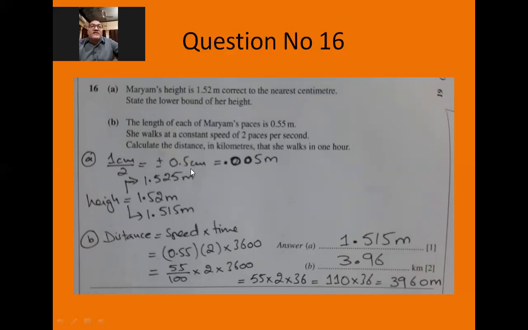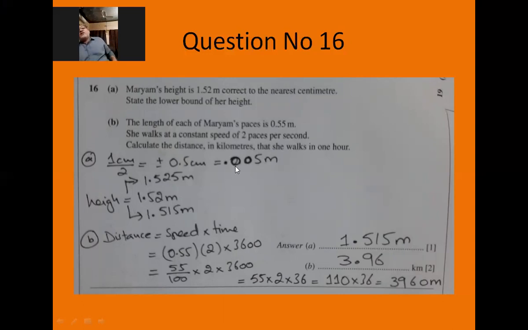If you convert this 0.5 centimeter into meters, you have to divide it by 100. So you will divide 0.5 by 100. Its decimal will move 2 steps to the left, so you will have 0.005 meter. So the main reading is 1.52 meter. If I add this number, I will get the upper bound from this main reading. If I subtract this number, I will get the lower bound.